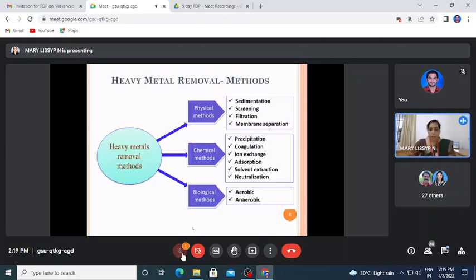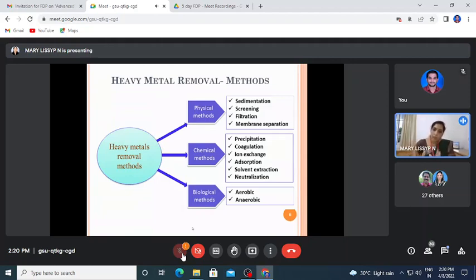Now, I have classified these methods into three: physical methods, chemical methods, and biological methods. For each, you can see the treatment techniques involved. In physical methods, you can see sedimentation, screening, separation, etc. In chemical methods, there are precipitation, ion exchange, adsorption. Many methods are there. In biological methods, we look into aerobic and anaerobic treatment. So we know all these methods available for heavy metal removal.